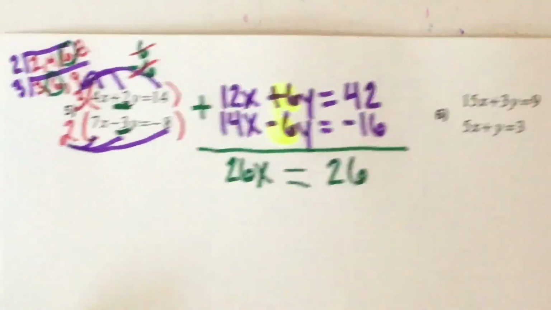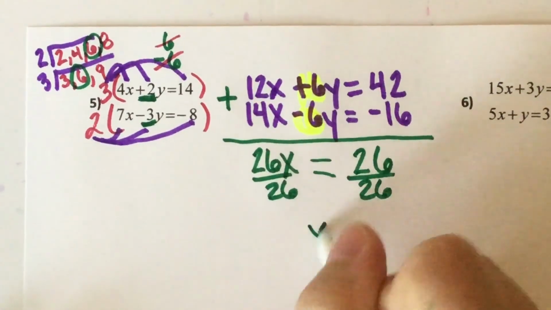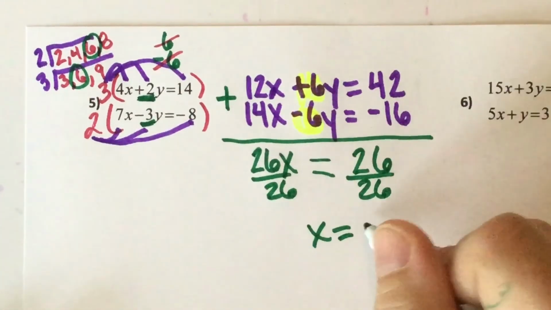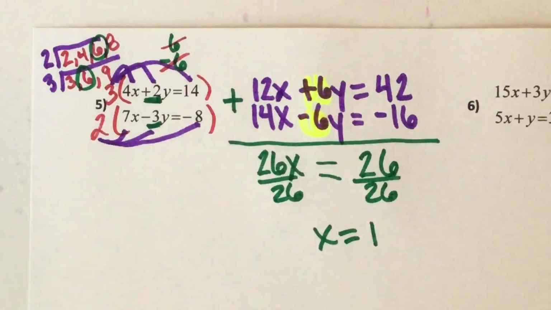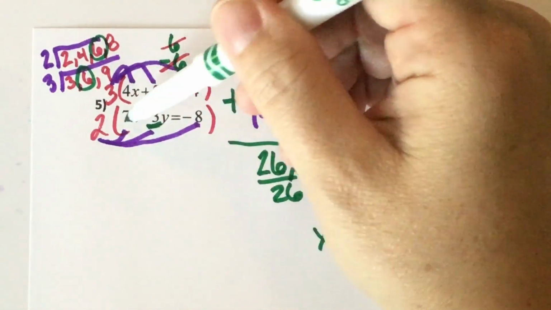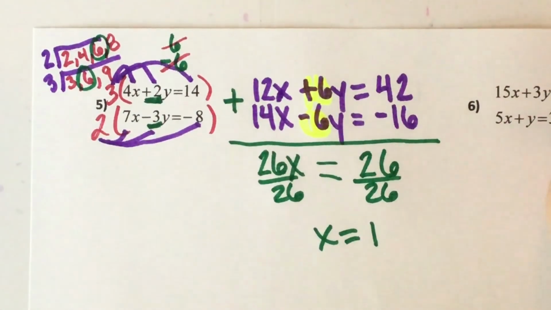Now what? Divide by 26. And you get x equals 1. All right, now you get to pick the equation you like the looks of the best. Do you like your first equation, your second equation, or either of these new guys? I think I like the first one.